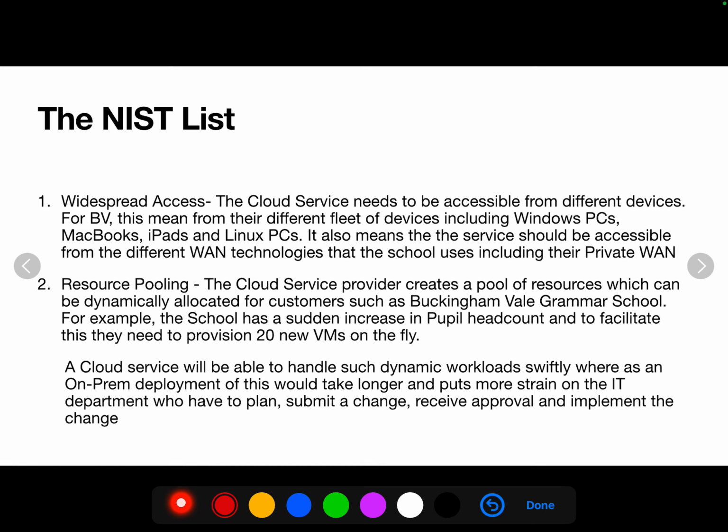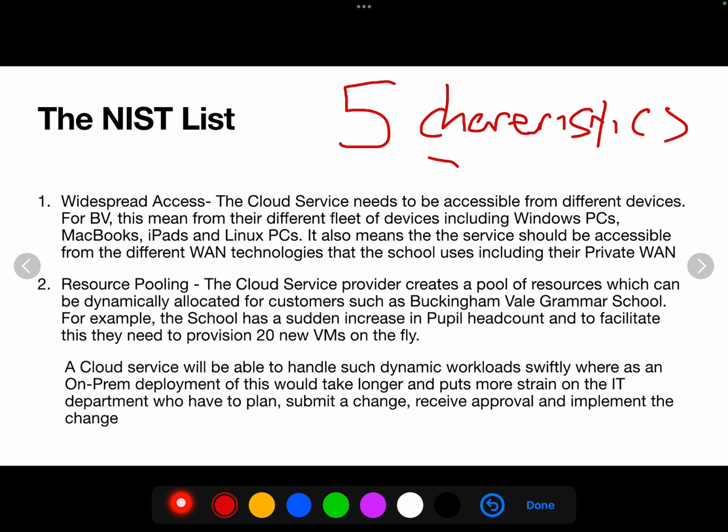Firstly, by the way, there are five characteristics, and I refer to them as the NIST list. Firstly, widespread access. The cloud service needs to be accessible from different devices.